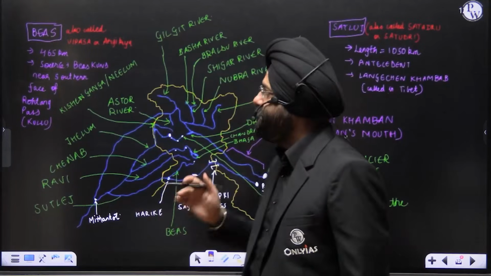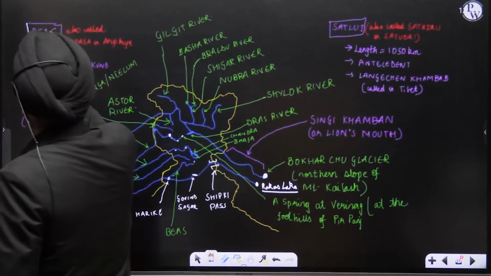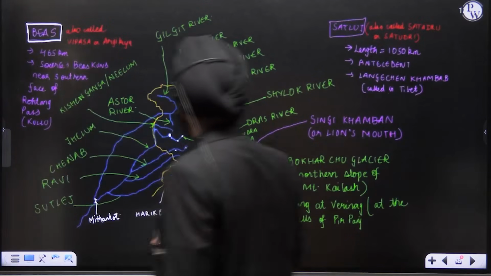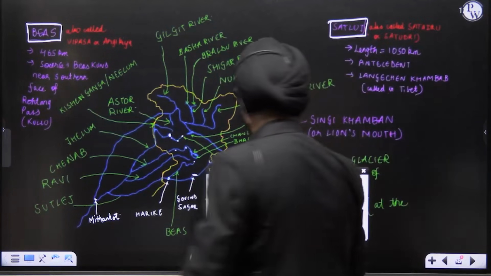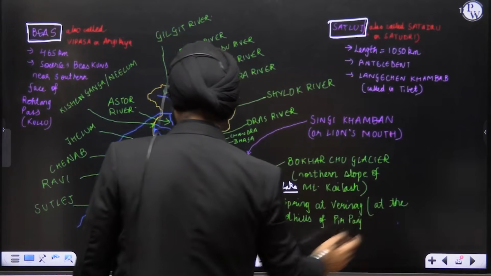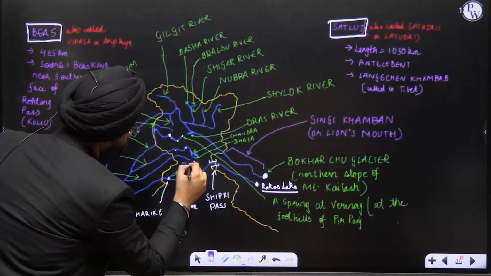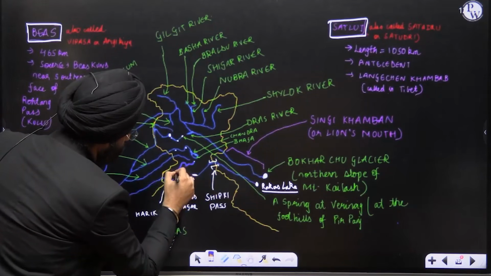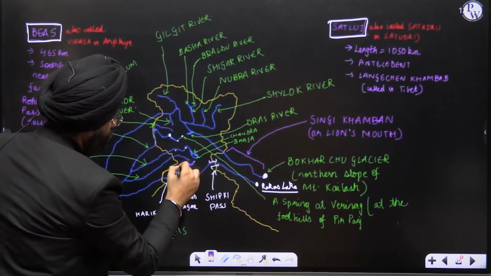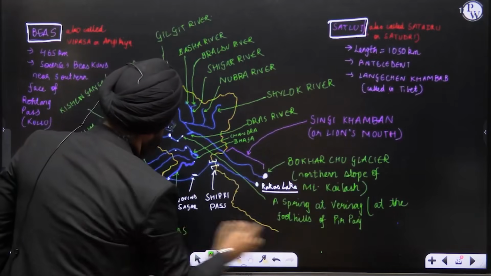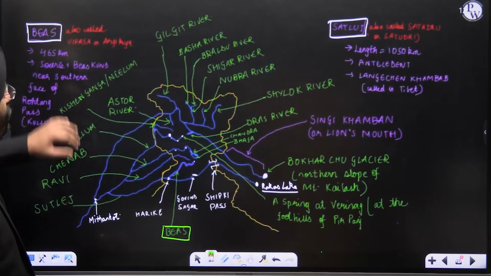Beas and Satluj. Let us see. When I talk about Beas and Satluj, we will first analyze Beas, then Satluj also, right? Let's see Beas first. Let me mark it here so that it becomes clear for you. This particular river is known as Beas, right? This particular river is known as Beas. Clear? First Beas.